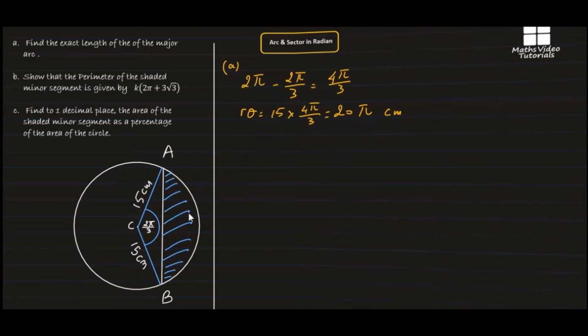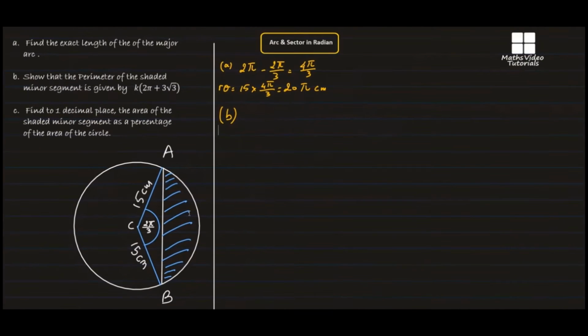Let's do part B. Now for part B, we've been asked to calculate the perimeter of the minor segment. This one here, shaded segment. Now to calculate the perimeter of this segment, we need the arc length plus the chord A to B. Let's first do the arc length. The arc is r theta, of course. The radius does not change, 15. Now we use the minor angle, 2 pi over 3. That's 15 divided by 3, 5 times 2, 10 pi.